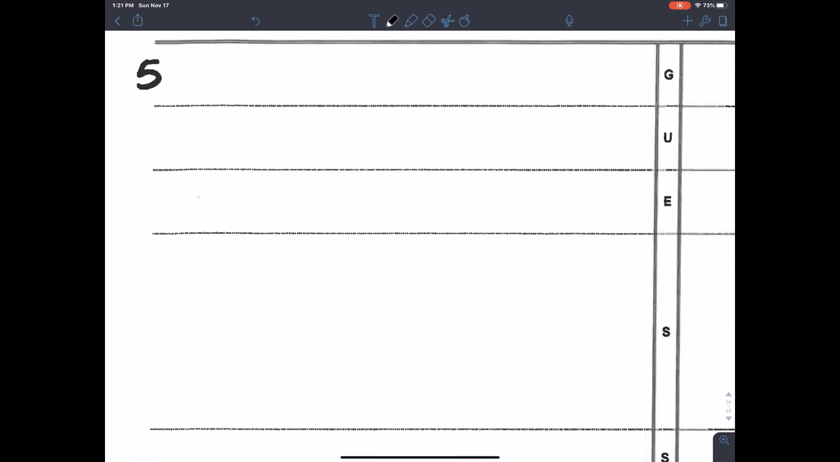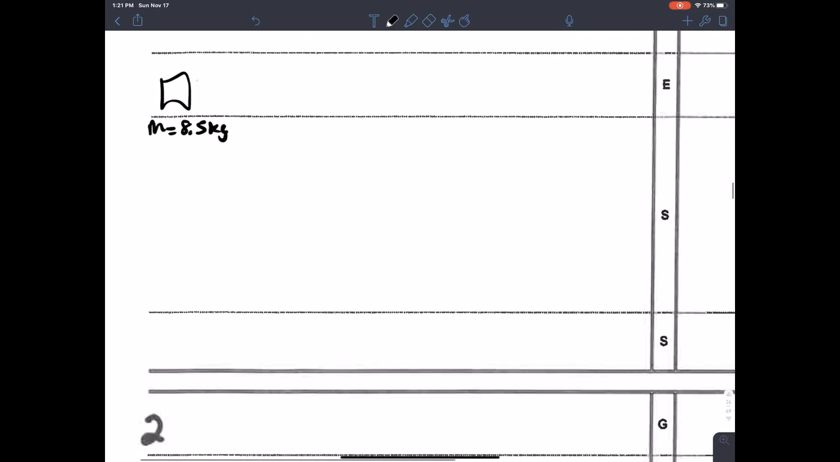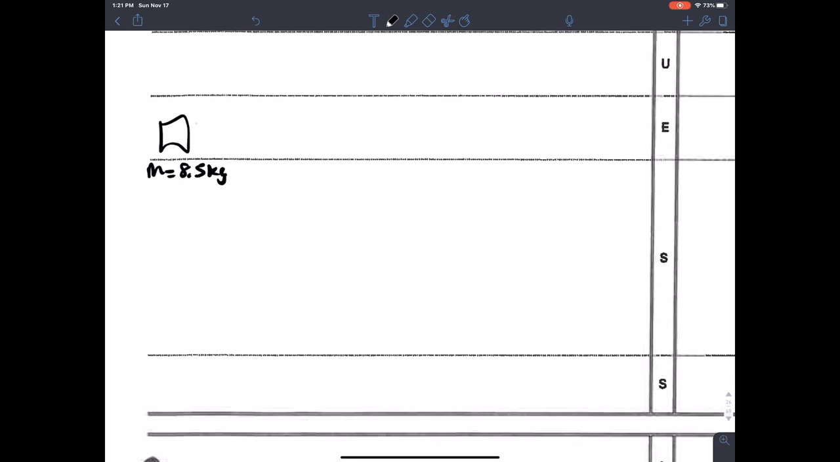Question 5. You have a 8.5 kilogram cart. So here's my cart, mass 8.5 kilograms. It says that the cart is traveling at a velocity of 9.54 meter per second. And it says it's in the positive direction, and it's going to have a head-on collision with another cart. And that cart is going to have a mass of 36.8 kilograms. And this cart has a velocity of 0 meter per second with it.